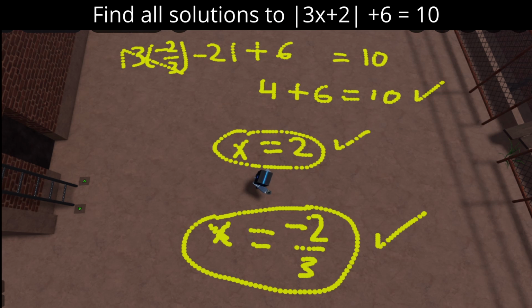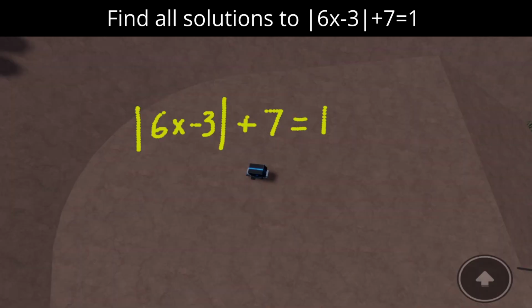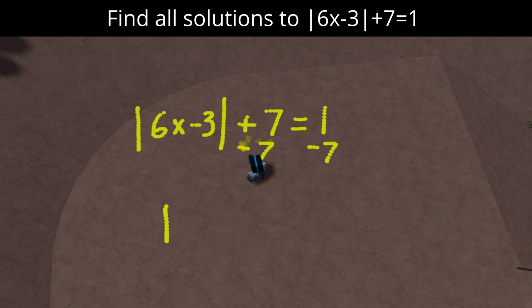Let's go to the next problem. This equation says the absolute value of 6x minus 3 plus 7 is equal to 1. To try and solve this, let's subtract 7 from both sides so that we can isolate the absolute value. If I do that, I'll have the absolute value of 6x minus 3 is equal to negative 6.